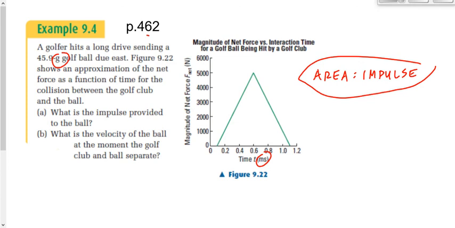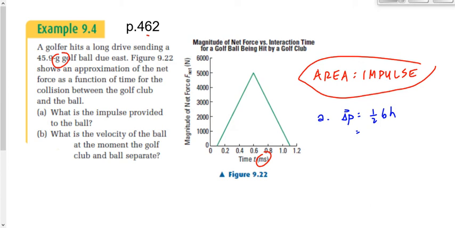All right. Now that I've written this down and become conscious of this, let's take a look at what I am being asked for. What's the impulse provided to the ball? Perfect. Okay, I know how to do that. I just solve for the area. So question A, I'm going to say the area or the impulse is equal to 1/2 base times height, because we got a triangle here. A rectangle would be base times height. A triangle is 1/2 base times height.